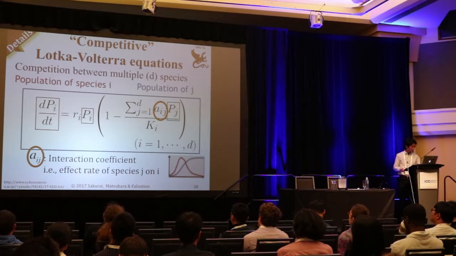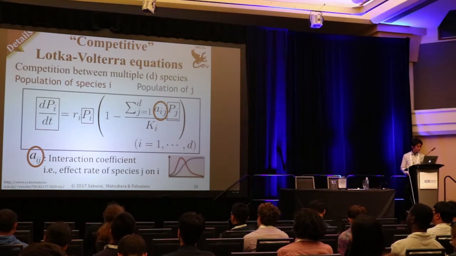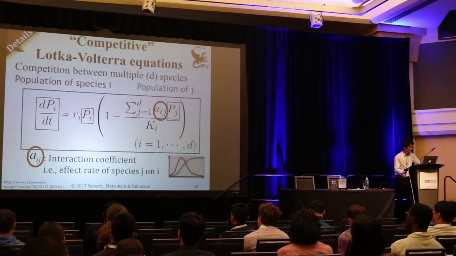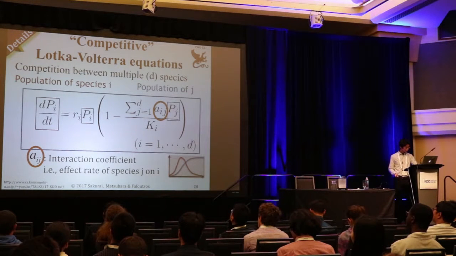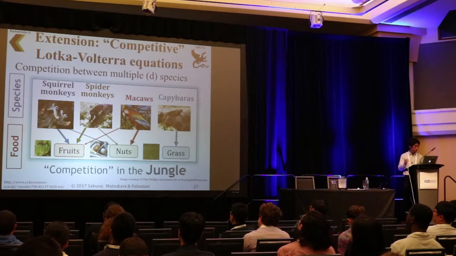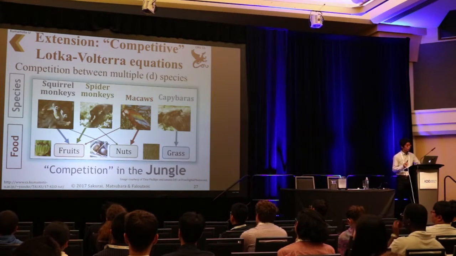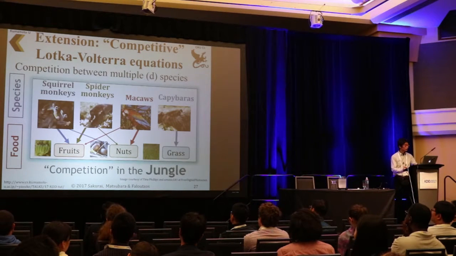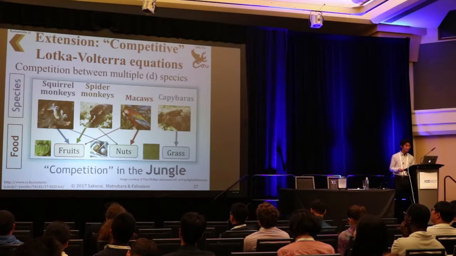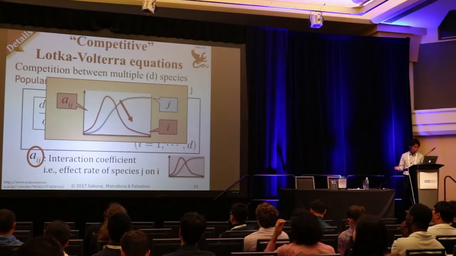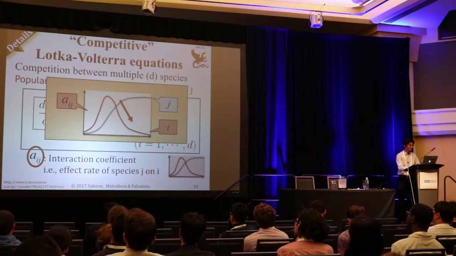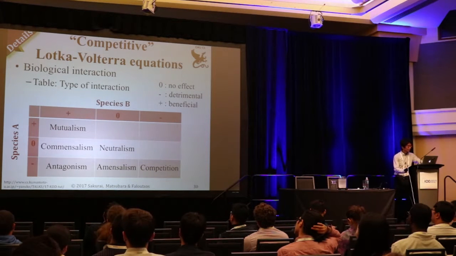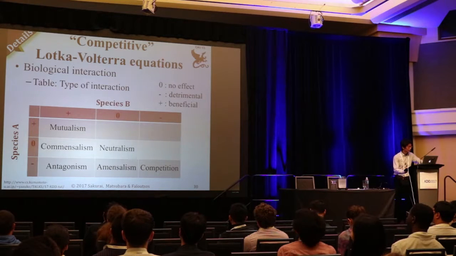In this case, A_ij shows the interaction coefficient between i and j, or we can say the effect rate of species j on i. If the number of squirrel monkeys is increasing, the number of spider monkeys is decreasing because they have competition, so it is hard to get food resources for spider monkeys. So this is the effect rate of species j on i, between spider monkeys and squirrel monkeys. We can call it biological interaction, such as no effect, beneficial, something like that.